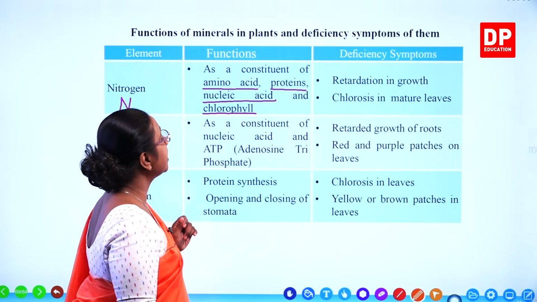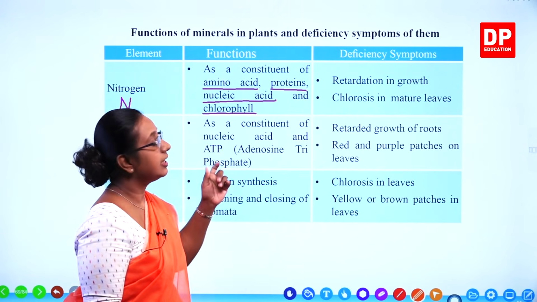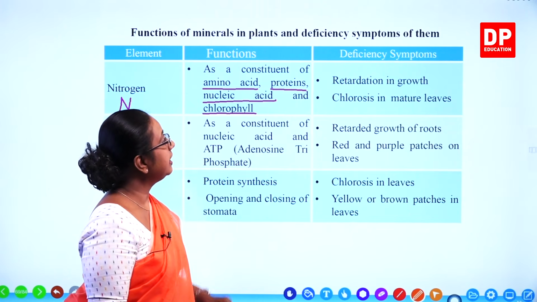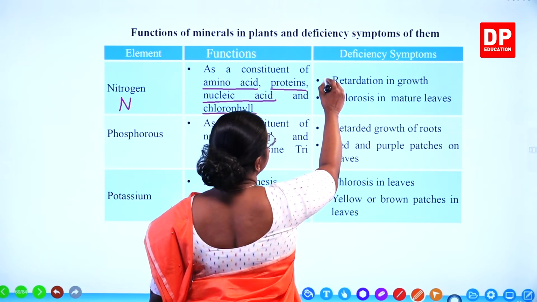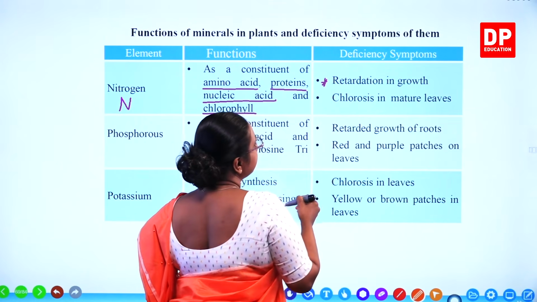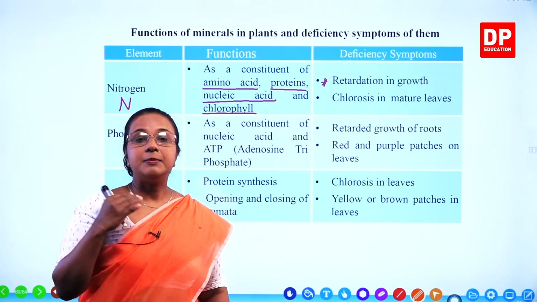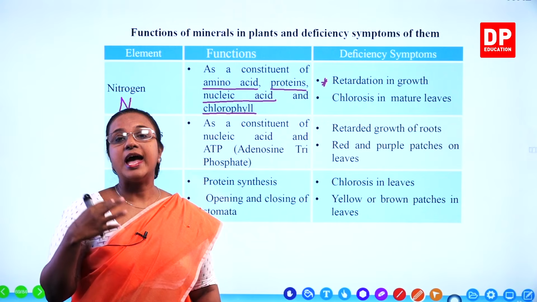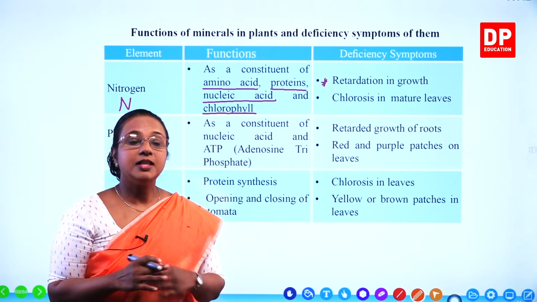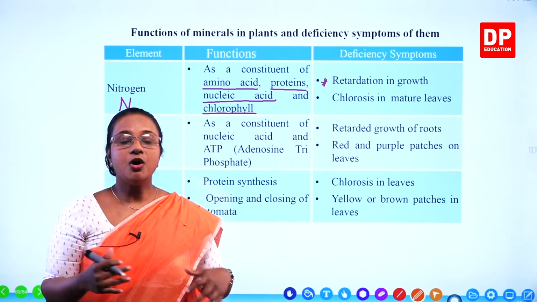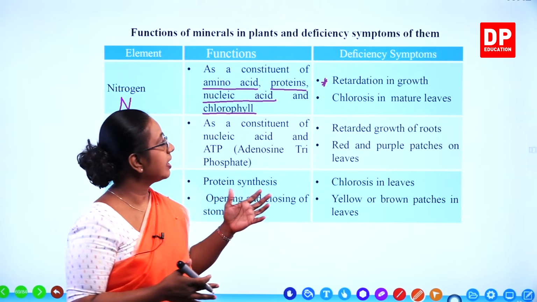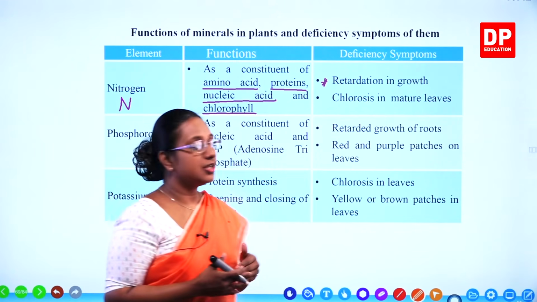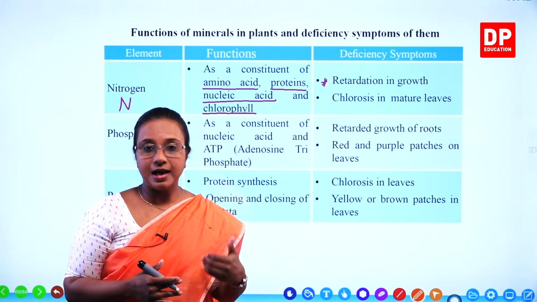So, if nitrogen is not enough in a plant, there will be these deficiency symptoms. The retardation of growth of the plant. So, that means the plant will not grow as expected. There will be not enough height or it will not produce enough fruits. So, that is what we call retardation in growth of the plant.